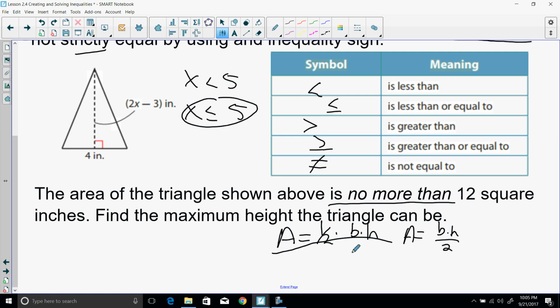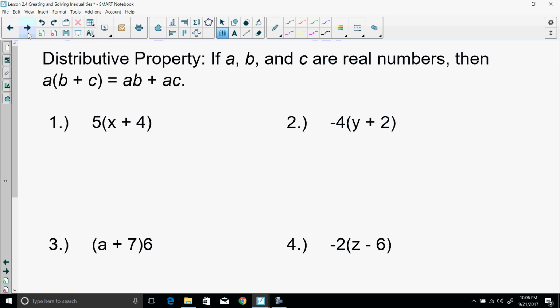So what we've got to think about is, now it's not going to be equal to, okay? Because the area of the above triangle is no more than 12 square inches. So we're going to circle back after some practice, and we're going to be answering that question in just a second. Okay? So let's head on to our next set of slides.